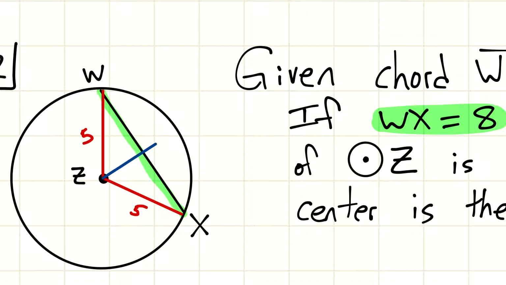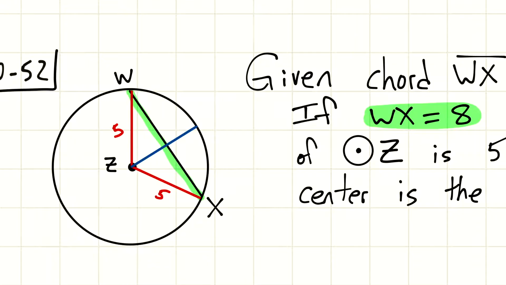So if I extend that, the question is, how can I use this information? Well, if we remember, if I have a diameter and it's perpendicular to another chord, then it also bisects that chord, which means these two segments are the same. Well, Wx was equal to 8, which means, let me ask you this, if Wx is equal to 8, what's the distance from W to this intersection point? Well, how long is that? If you said 4, you'd be correct. So this is equal to 4, this is equal to 4.